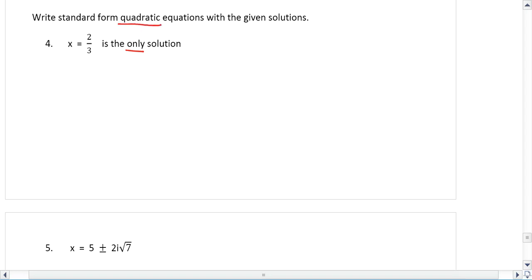The knowledge we know, we are finding a quadratic. A quadratic has two answers. So if 2/3 is the only solution, we know that it had to be twice, that you have to use that answer twice. So we need to set up, these are the answers. We need to set up the factors. And the factors for 2/3 would be x minus 2/3 and x minus 2/3. Now, and then if we FOIL these, we'll get the quadratic.